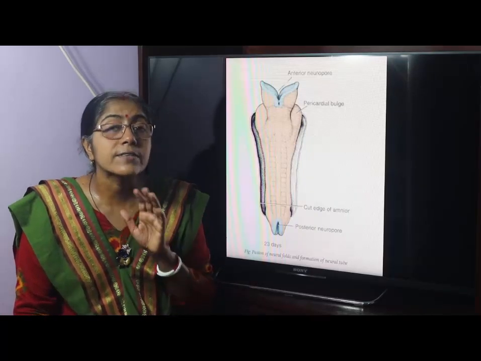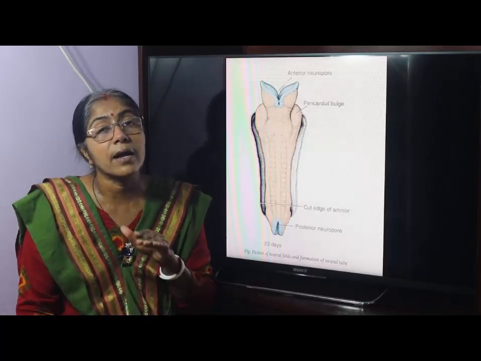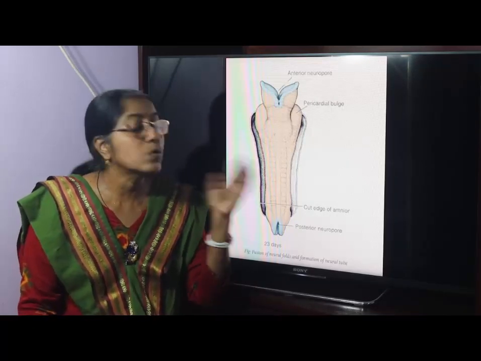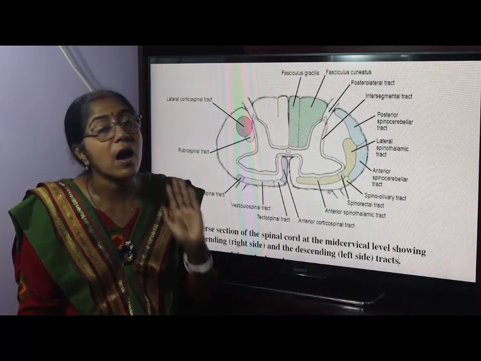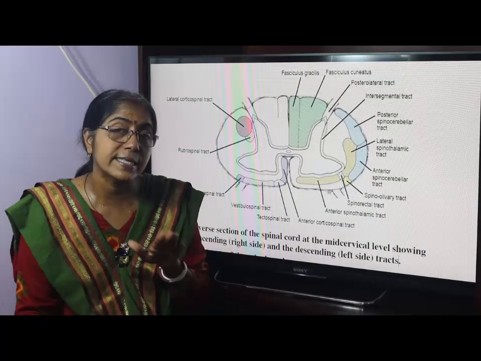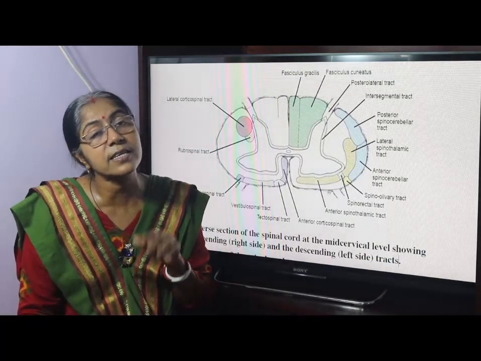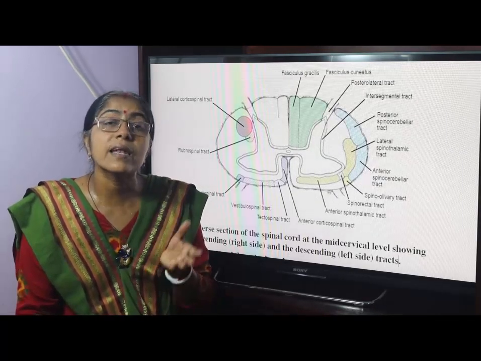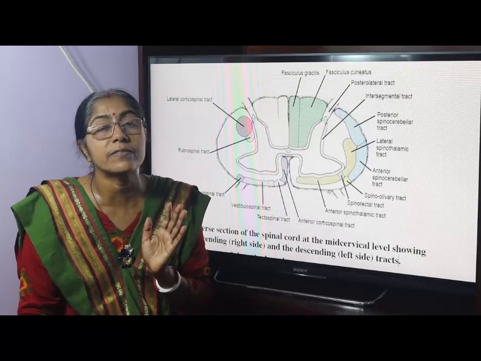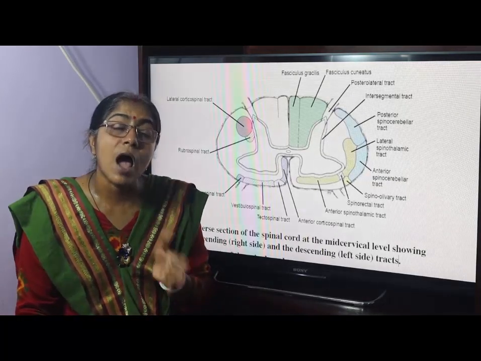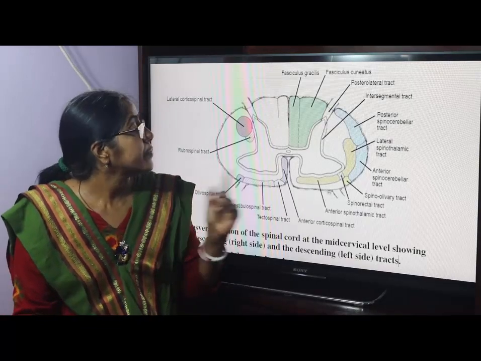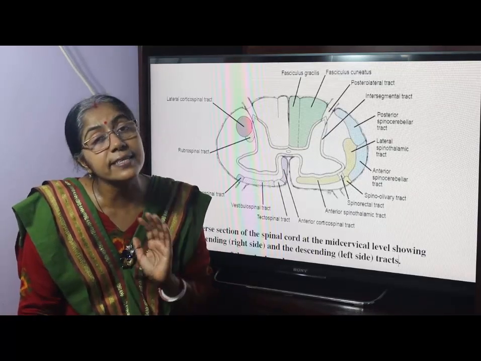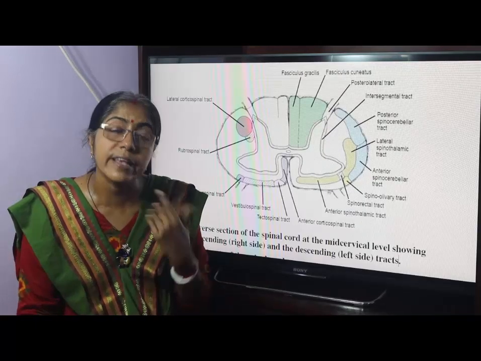Now, what are the tracts of the spinal cord? We know there are some ascending and descending tracts of the spinal cord. Let's go to the next picture. These are the tracts of the spinal cord. I have already mentioned there are ascending and descending tracts of the spinal cord. Now, what do you mean by tracts? Collection of axons in the central nervous system is termed as tract or funiculus or fasciculus. And descending tracts are also termed as motor tracts, and ascending tracts are also termed as sensory tracts.